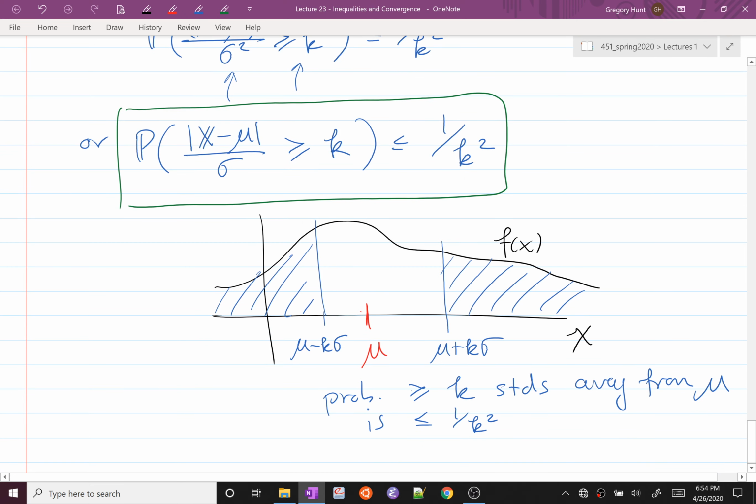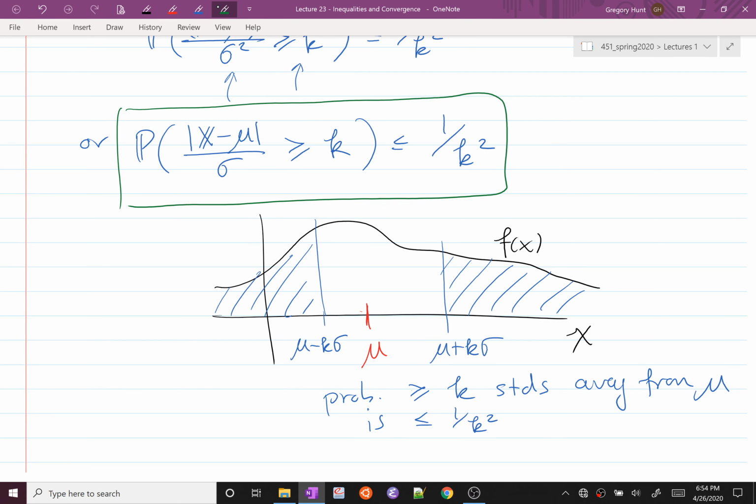And as I increase k, the probability of being in that tail of my distribution drops off very quickly. This is an amazing result because it doesn't depend on normality, it doesn't depend on anything except it being a random variable. So it's applicable to everything, and it gives you a bound on how much probability I can have in the tail of my distribution.